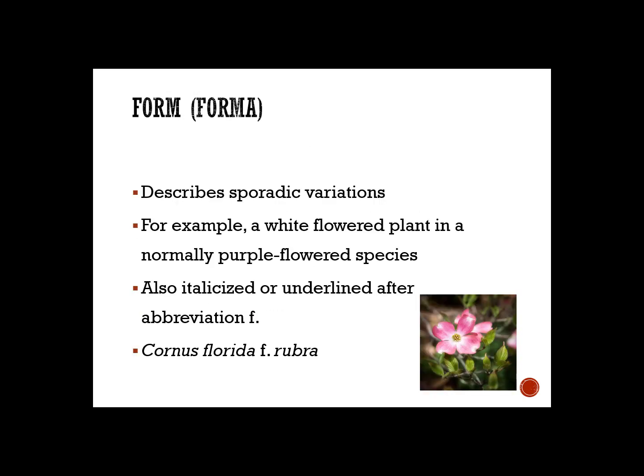Forma describes sporadic variations, for example, a white-flowered plant in a normally purple-flowered species. This is also italicized or underlined after abbreviation F. So here we have Cornus florida forma rubra.